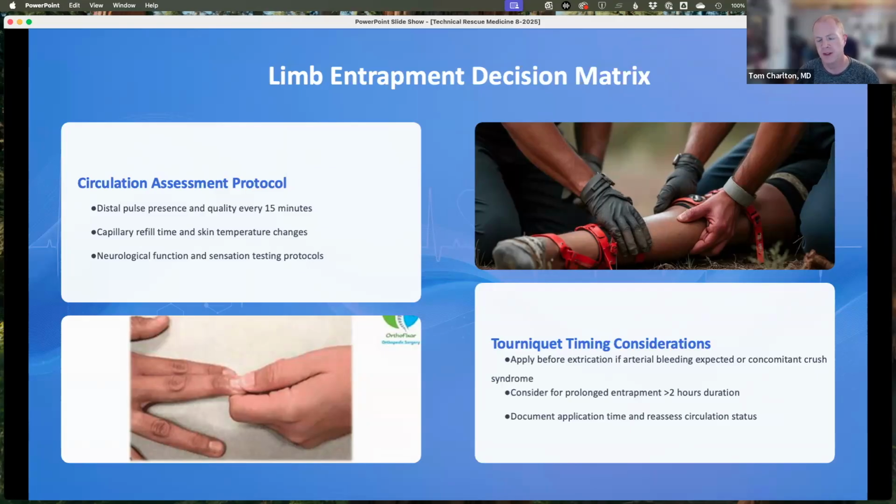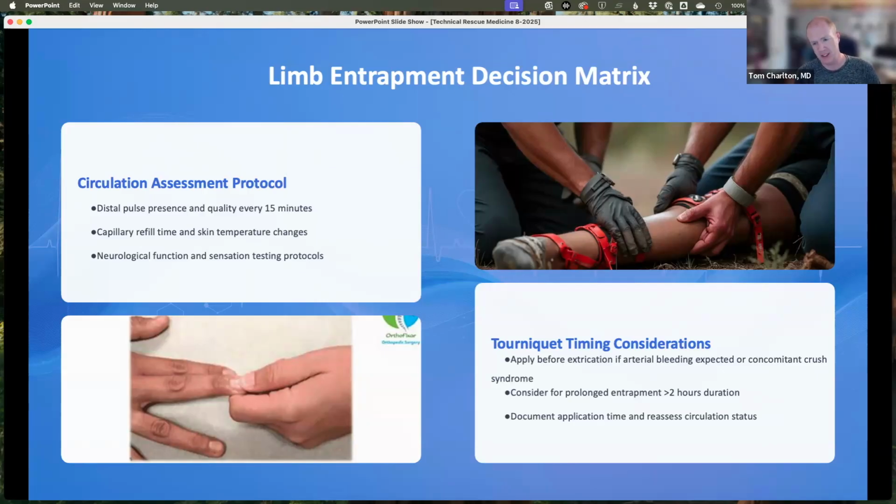Whenever we've got somebody who's got an entrapped limb, not only do we have to worry again about that crush syndrome that can occur, but we also need to worry about bleeding. Has this crush injury ruptured the vasculature down there, and are we going to get considerable blood loss if we remove this?